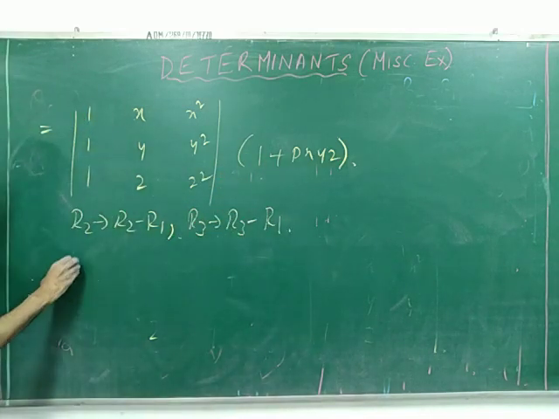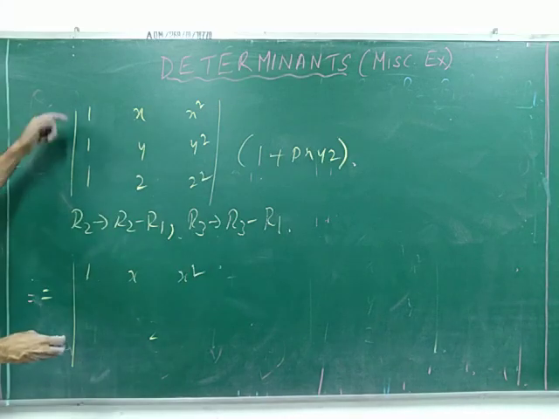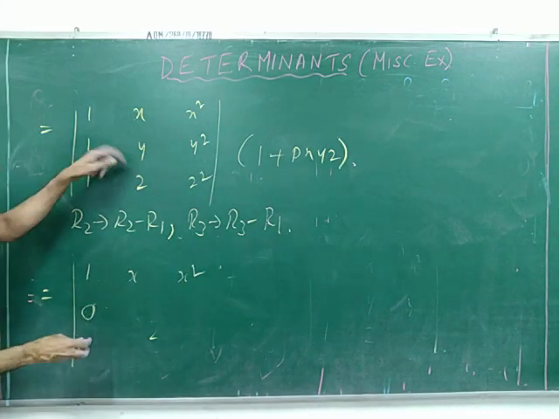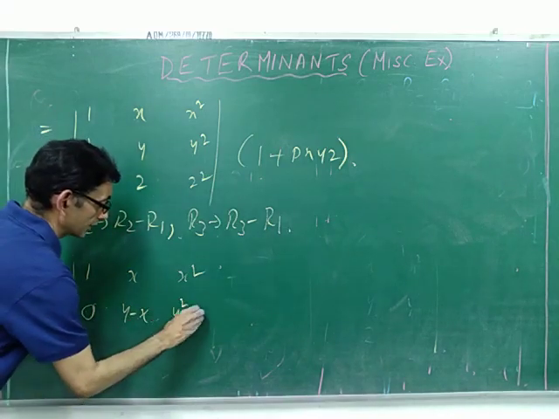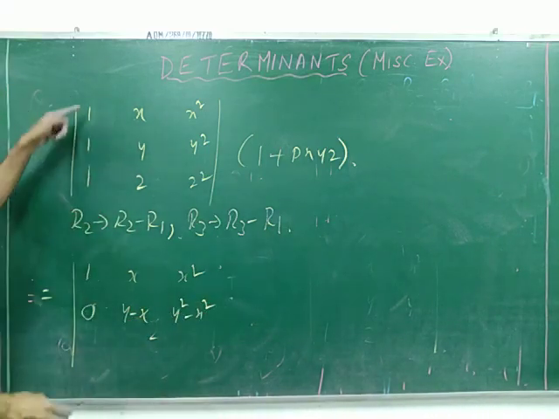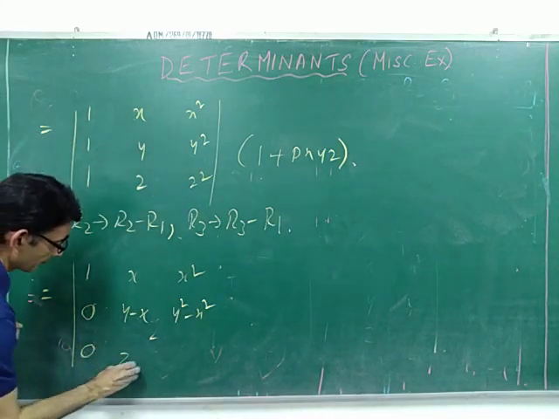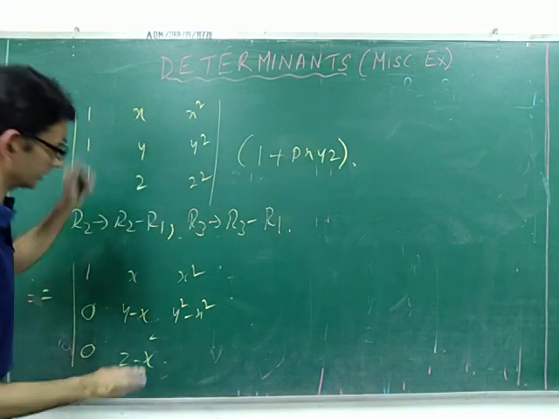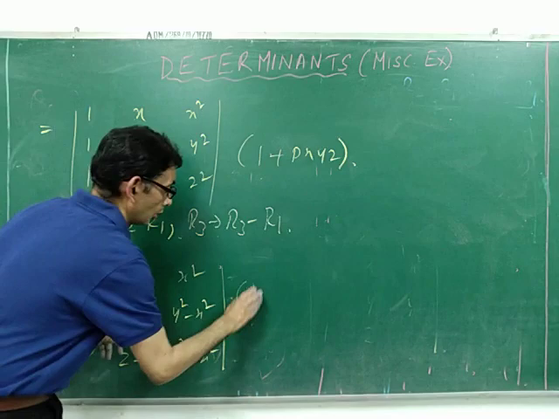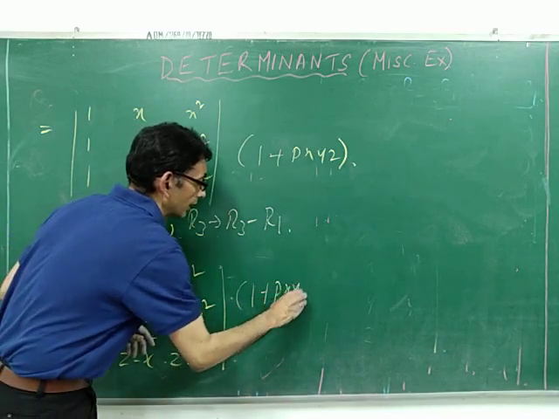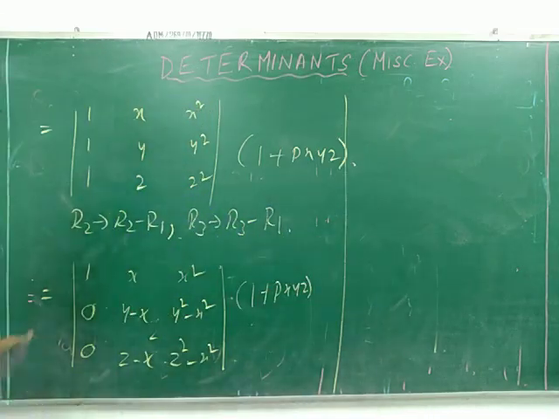So what is the next step? 1, x, x squared. If you separate, 1 minus 1 is 0. That is y minus x. Then y square minus x square. Right? 1 minus 1 is 0. And this is z minus x. Then z square minus x square. Done. And multiplied by 1 plus p x y z. Done. So now we'll follow the next steps.